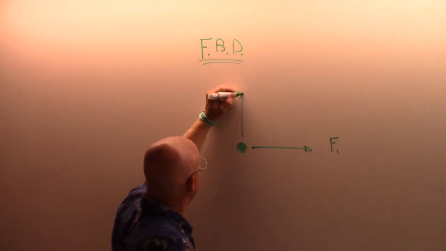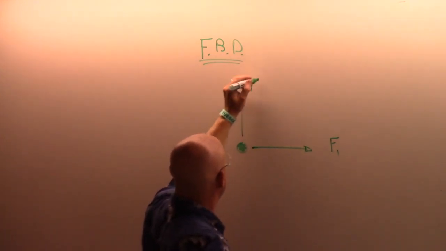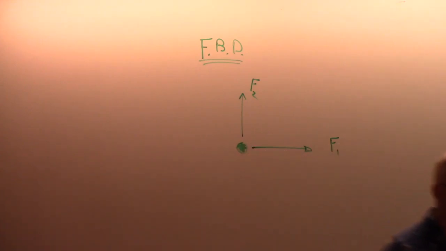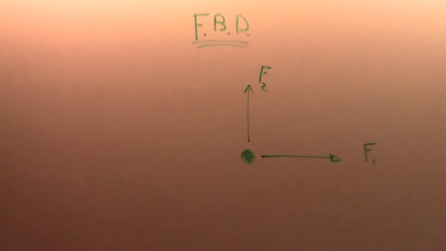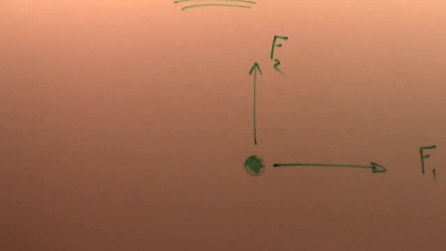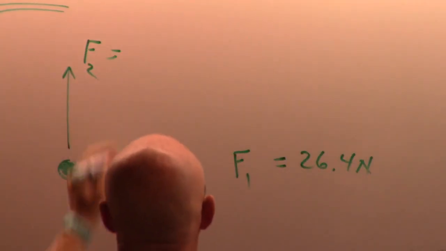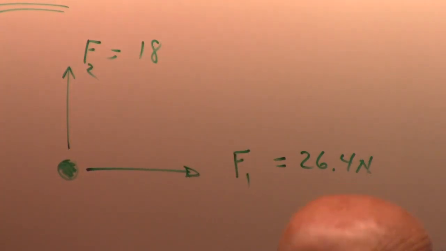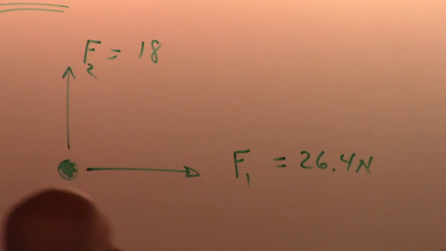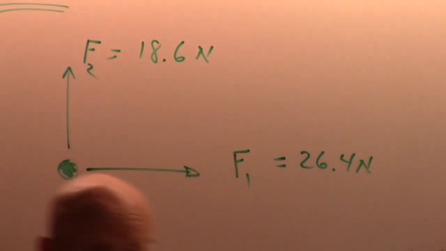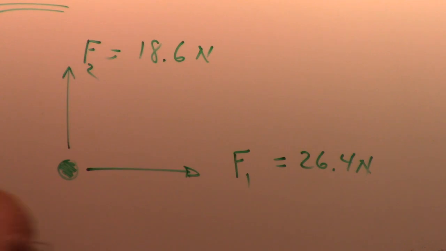Then the woman behind her is pushing with a force number 2. And in my picture would be up, and their picture also. And let's see, what do we have? 26.4 newtons for number 1. And it was 18 and change, 18.6 newtons for number 2. And it can get a little tedious, but I always encourage the free body diagram. It really helps get your thoughts into place.